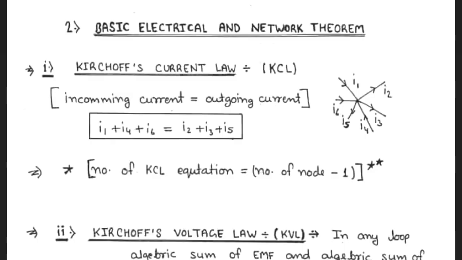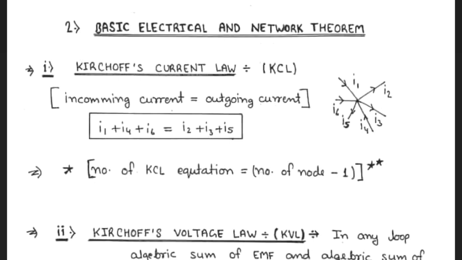Electrical and network theorems. The network laws are Kirchhoff's current law and voltage law. Kirchhoff's current law: simply, incoming current equals outgoing current. If I1, I4, I6 are the incoming currents, and the outgoing currents are I2, I3, I5, then I1 plus I4 plus I6 equals I2 plus I3 plus I5.